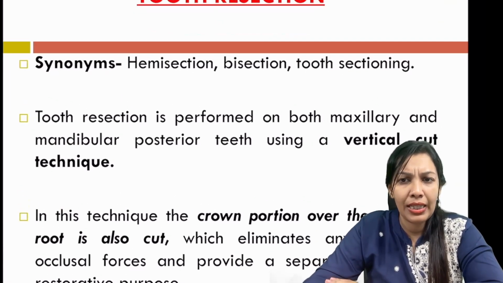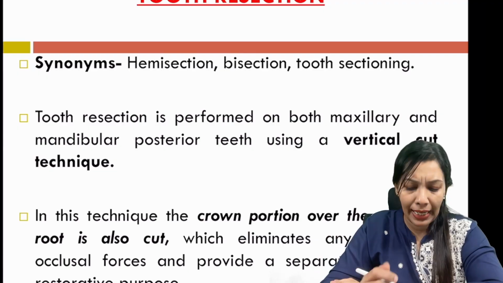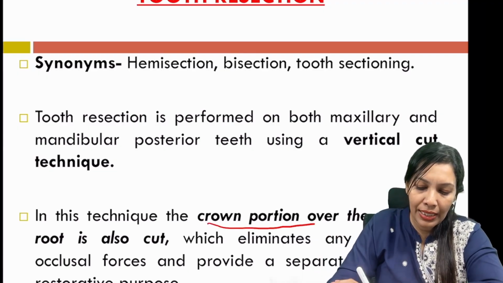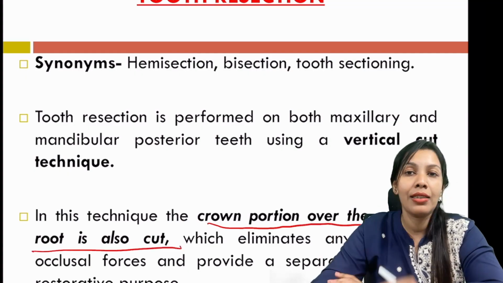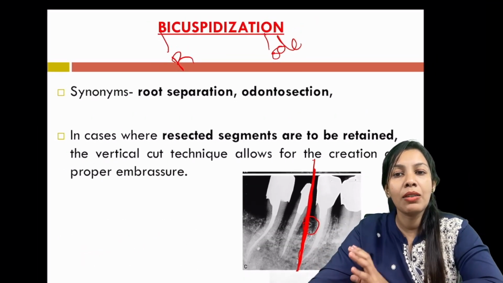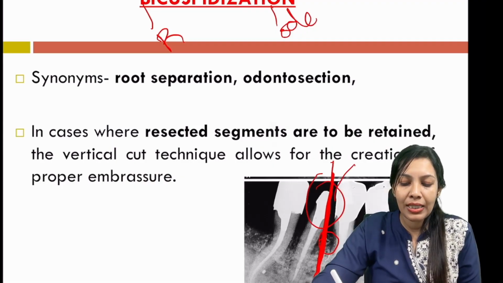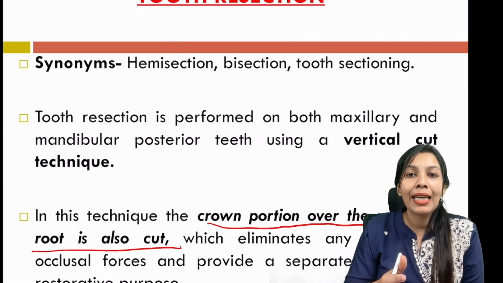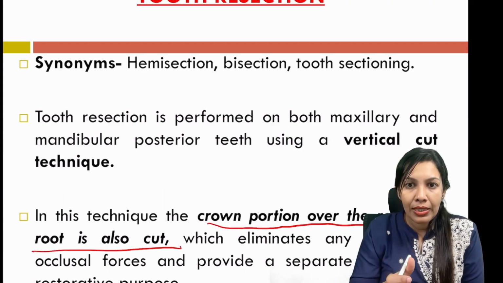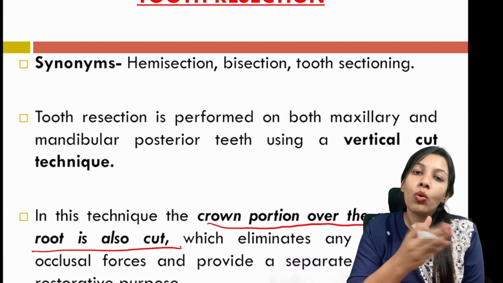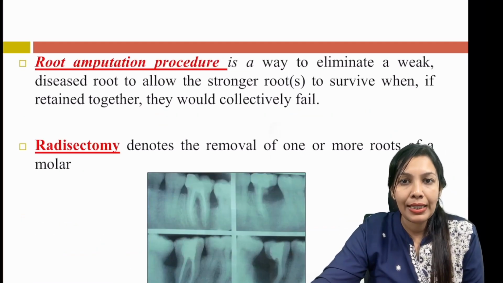Again, in the posterior teeth, we will have a vertical cut. In this technique, the crown portion over the resected tooth is also cut off. That is the difference. Here, bicuspidization means both the cusps will be seen, while in the case of hemisection we will be cutting through the center, and the crown portion of the involved root is also cut off. Right.